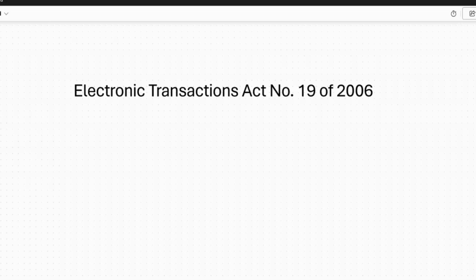Welcome back to our Law Relating to Information and Communication Technology series. So far, we've explored the penal code and the law of evidence. Today, we are moving on to one of the most important laws in the digital world, the Electronic Transactions Act number 19 of 2006.